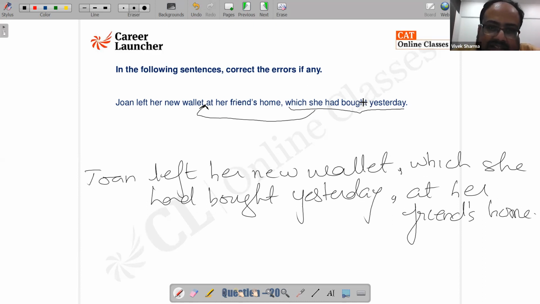Right? This is the correct sentence, because which she had bought yesterday refers to the new wallet. Her friend's home she had not bought yesterday. So Joan had not purchased her friend's home yesterday, and she had purchased her new wallet yesterday, which she left at her friend's home. Right? So again, misplaced modifier.